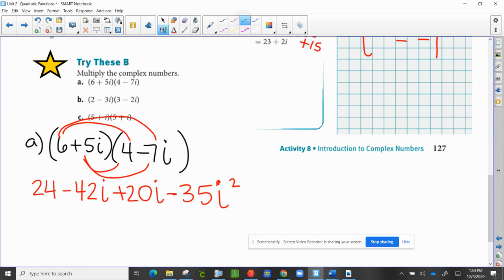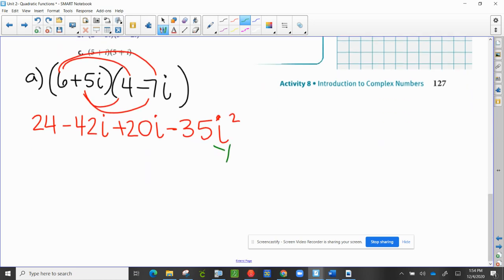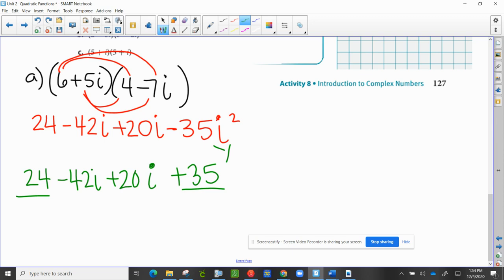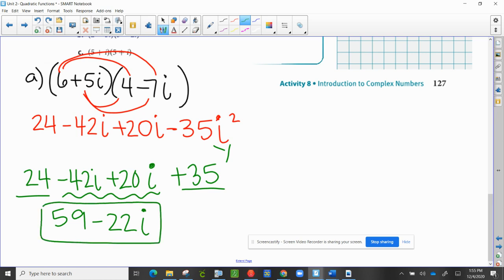Okay, so now we're just going to clean some stuff up. i squared is going to become a -1. So this actually ends up being -35 times -1, which will give you a +35. So let's just rewrite this part. The final thing we have to do for our answer is combine our like terms. So we have 24 plus 35, and 24 plus 35 is 59. And then our like terms right here, we have a -42 plus 20, which is going to give me -22i. And that's your final answer. So your final answer should always look like this. It's going to have two parts, a real part and an imaginary part.